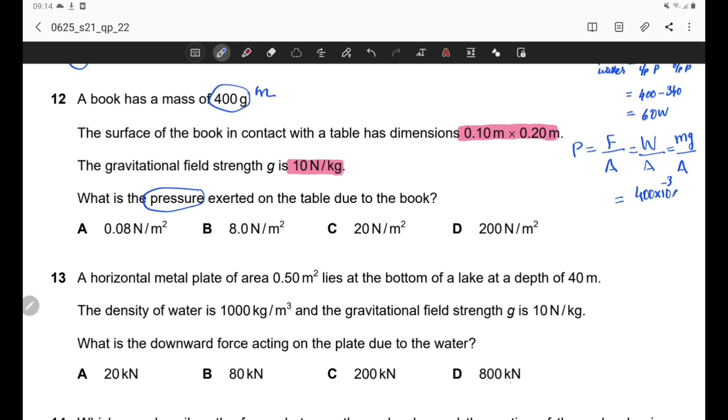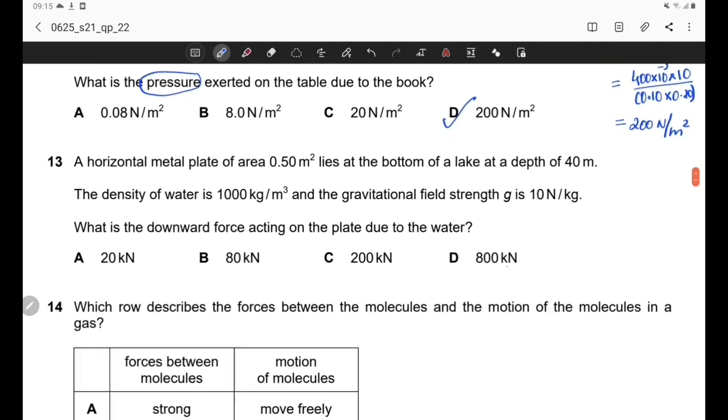Kilogram times G is 10, which is already given, over area of cross section, that is the length times breadth. So that will be 0.10 times 0.20, and the answer is 200 Newton per meter square. The correct answer is option D.